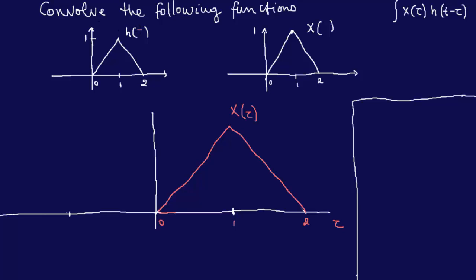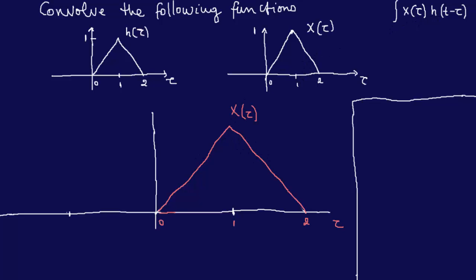Alright, so this becomes a tau. This is a tau as well, and this is a tau, and that's a tau. Alright, so we decided to maintain x of tau, and this is what I drew here.